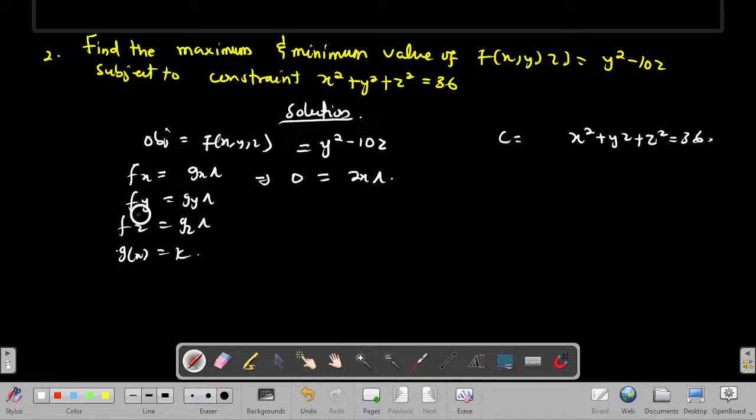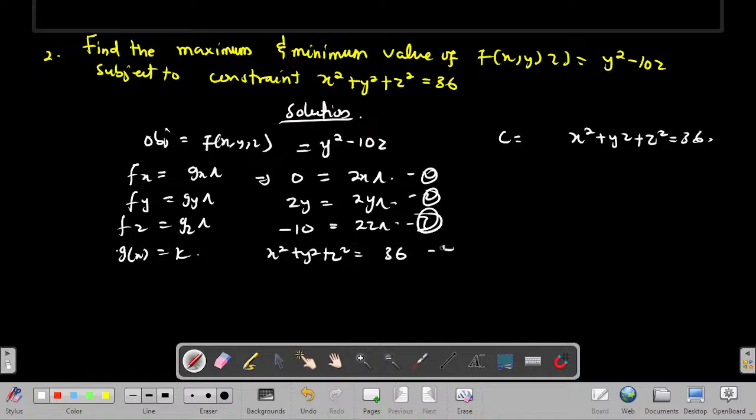The next one is f sub y. So fy is what? When I come here, my y is y squared, so it becomes 2y, equal to, when I come here, gy is 2y times lambda. Then fz here gives me negative 10, right? When I come here, lambda. So this is equal to 1, equation 2. Then your last equation has to come to x squared plus y squared plus z squared equal to 36. That is it. So now we have all our 4 equations.